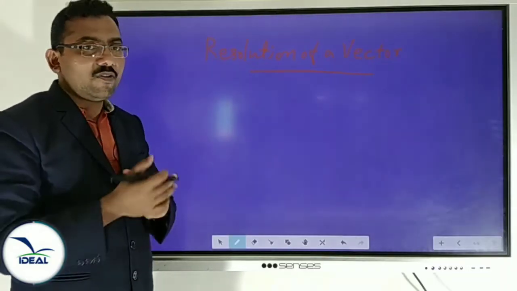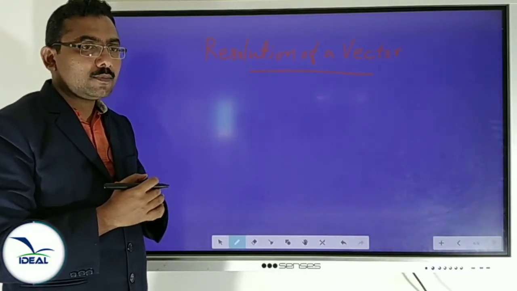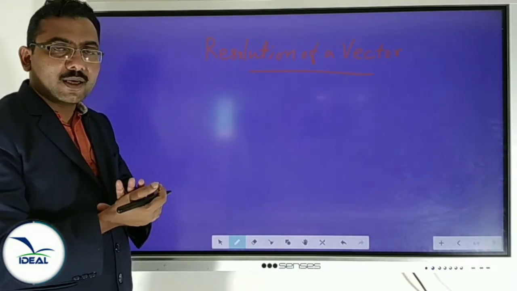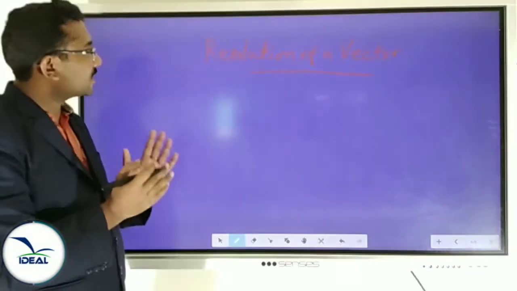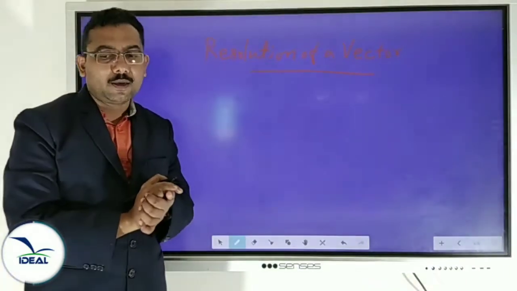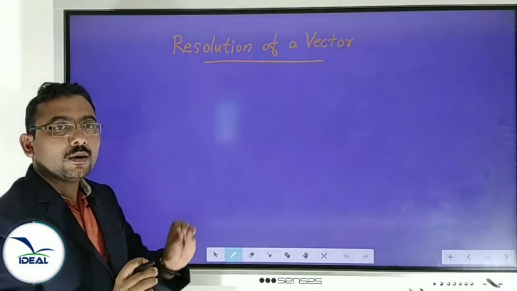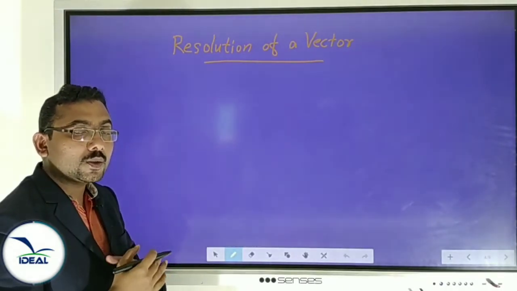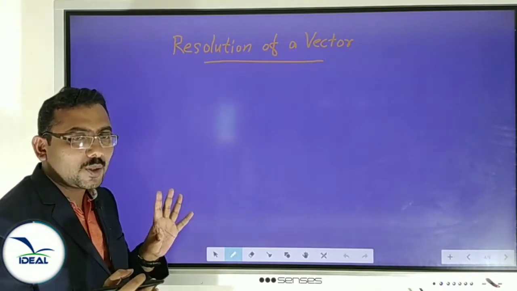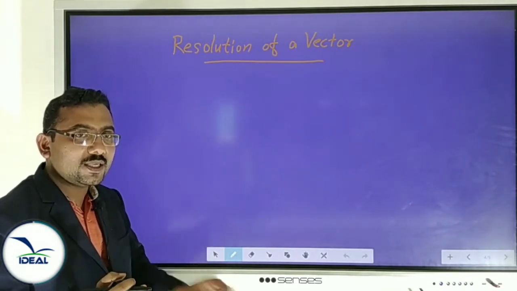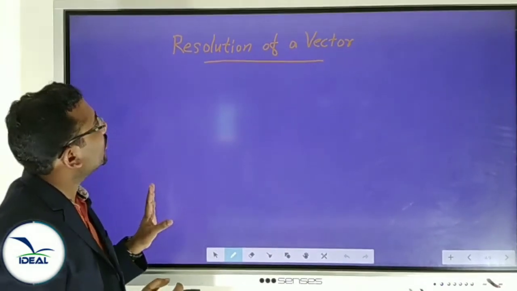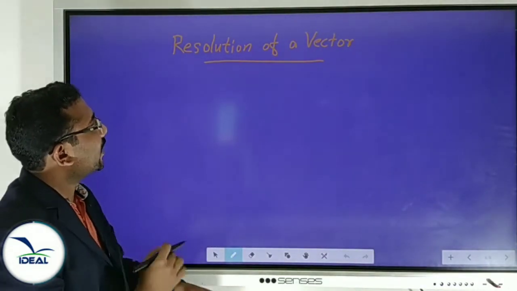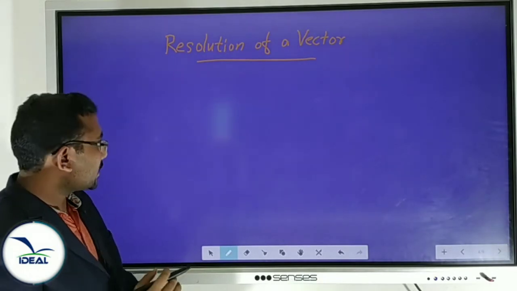The resolution of a vector. Okay, you already studied the addition and subtraction of vectors in different methods. Now we discuss the resolution of a vector. We want to apply it in many cases throughout physics. Not only this chapter, not only in first year, throughout physics we use this resolution of a vector.